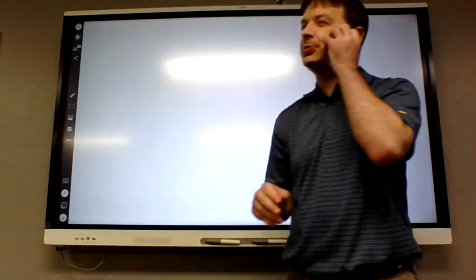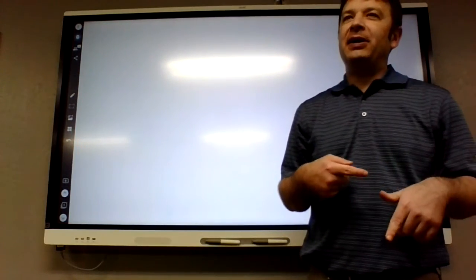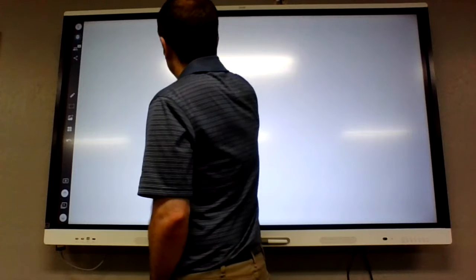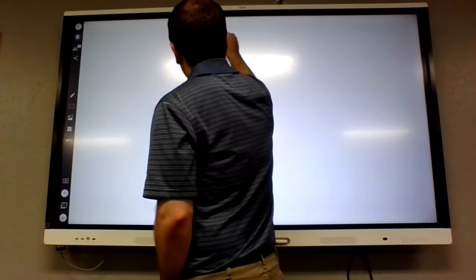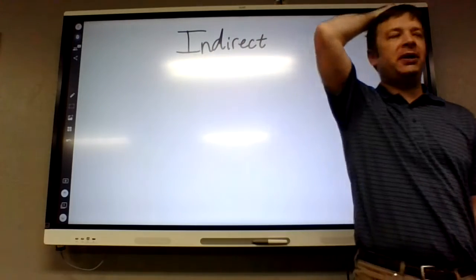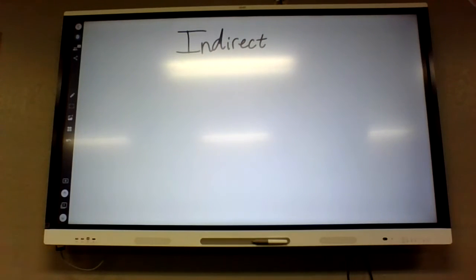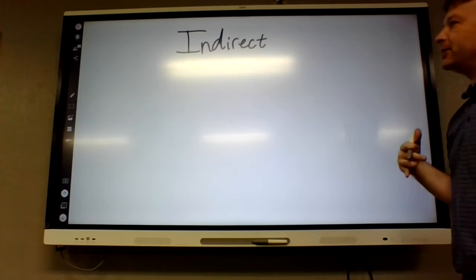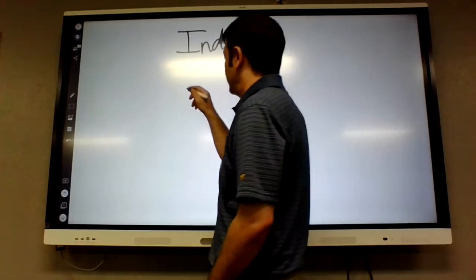Indirect proofs are proofs where... what, you guys know what indirect means? Not direct. Like out of the way kind of thing. Yeah, kind of like a roundabout way of doing it. So indirect proofs are proofs where you start by assuming the opposite of what you want to prove.